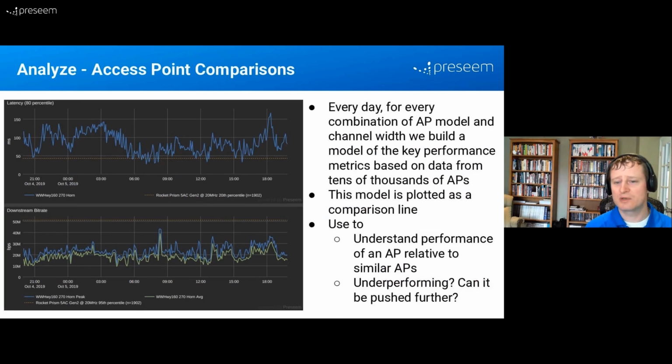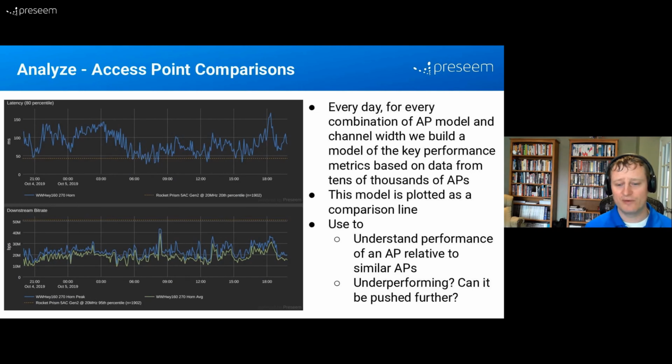Things like this. So because we have data from a large number of ISPs and tens of thousands of access points, we're able to build a model of what the access points are capable of. So every day, for every model we see at every channel width, we calculate a model of the actual throughput in terms of latency, download rate, and upload rate. And then we can present that as an overlay when our customers look at their own access points. So you'll see this as a basis for a lot of the things we're going to talk about in the fixed wireless report in a couple minutes.